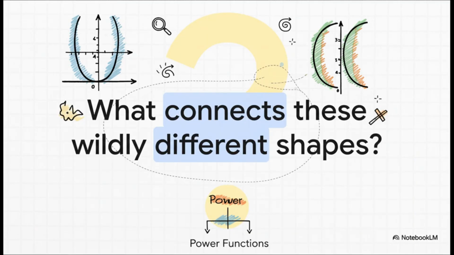Okay, so take a look at these graphs. At first glance, they have nothing in common, right? One shoots up in this perfect U shape, another one kind of twists through the middle, and a third one is literally split into two pieces. But here's the thing, they are all part of the same family. So the big question is, what's the family secret?